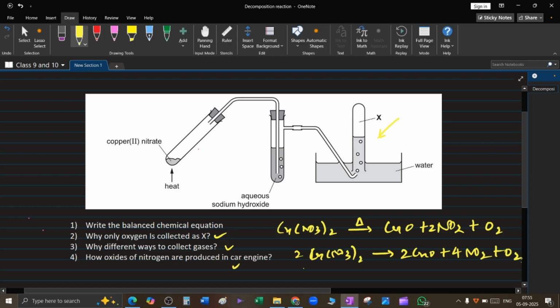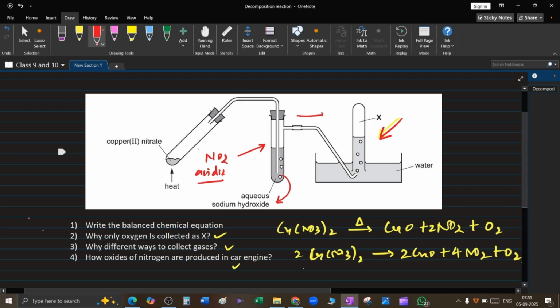Very nice question: why is only oxygen collected? Why are there two different ways of collection or separation of these gases? The reason is that nitrogen dioxide is an acidic oxide, because non-metallic oxides are acidic in nature. So it easily reacts with sodium hydroxide and gives salt. But it doesn't happen with oxygen. Even the solubility of oxygen in water is very less.